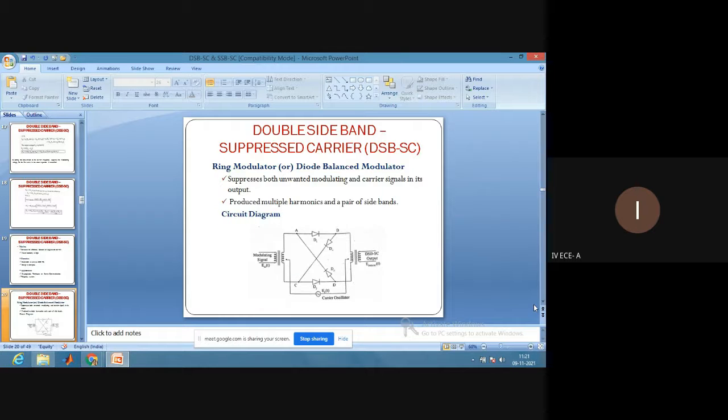Next, we'll discuss the ring modulator or diode balanced modulator. Here, this ring modulator suppresses both unwanted message and carrier signal at the output. So the bandpass filter is not used in the ring modulator circuit. The four diodes are controlled by a carrier wave, which is represented as EC of T, with frequency omega C. It is also called lattice type balanced modulator.